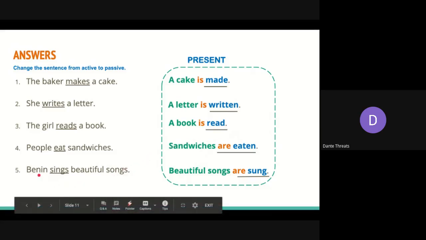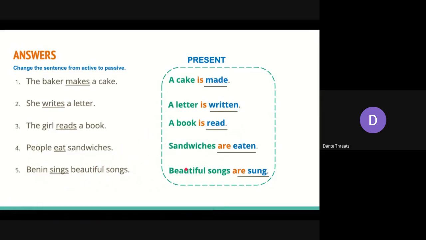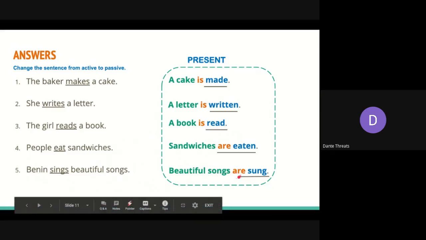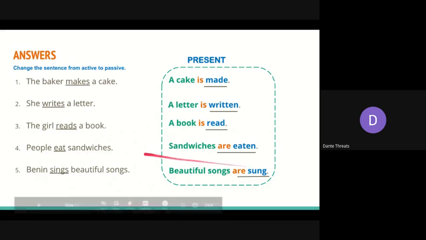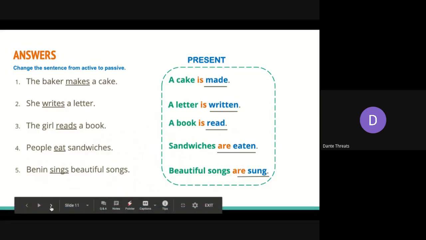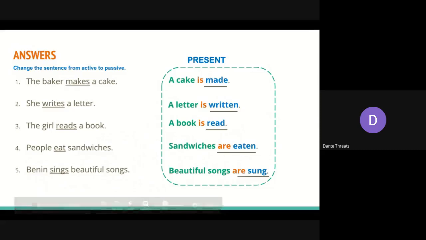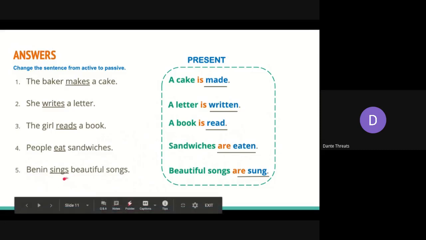Last one. Benin sings beautiful songs. Okay, what do we do? Take out the subject. Okay, make the object the subject, right? Beautiful songs is plural, so we add are and then we change the verb to the participle. All right, moving on.